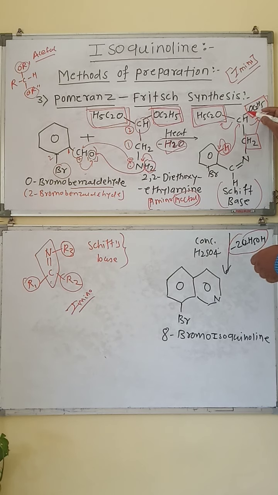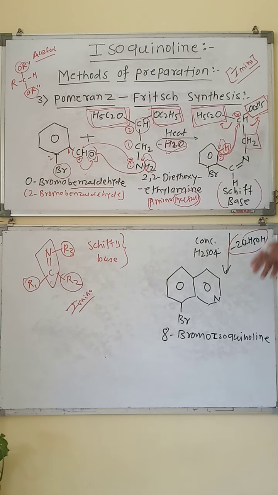This ethoxy group takes a lone pair of electrons toward itself, and this also takes a lone pair of electrons. This carbon becomes electron deficient. This hydrogen gives a lone pair of electrons toward the ring carbon, so this carbon is electron rich. It will attack the electron deficient carbon, and a cyclization, a ring closure reaction, takes place. This ring carbon attaches to this carbon atom, so we get this structure, 8-bromo isoquinoline.